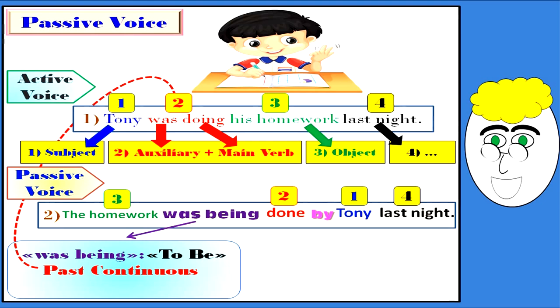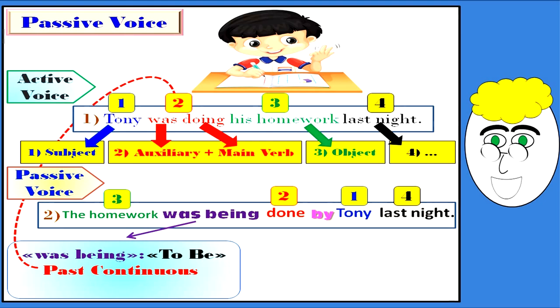So in the passive voice, the verb to be always takes the form of the verb in the active voice. If the verb in the active voice is in the future simple, to be must be in the future simple too. If the verb in the active voice is in the present perfect continuous, to be must be in the present perfect continuous. So we don't have one form for the verb to be in the passive voice. This always depends on the form of the verb in the active voice.